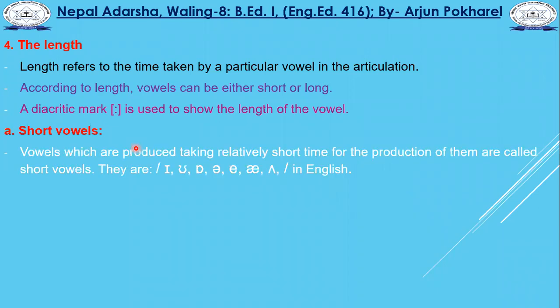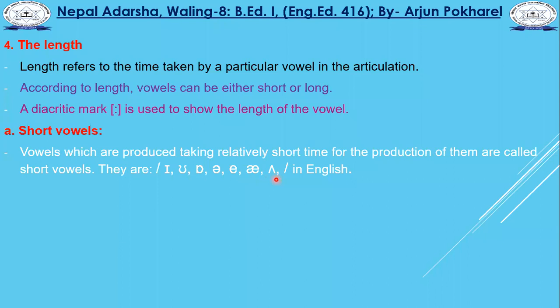The vowels which are produced taking a relatively short time are called short vowels. For the production of short vowels, they are produced taking a short time. Such vowels in English are, let's say, short e, short u, and short a.